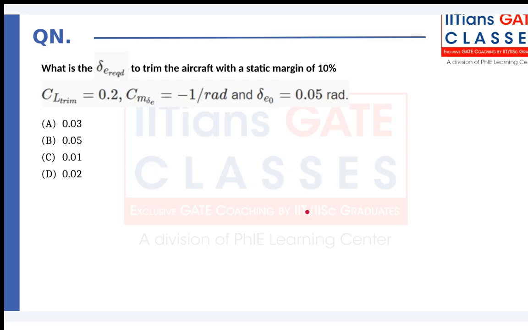All right, I'll just write it for completion's sake. Delta E required is minus delta E naught, because we've given the value directly, plus static margin by Cm delta E into Cl trim. Delta E naught is 0.05. Static margin is 10%. Cm delta E is minus 1. Cl trim is 0.2. So it's 0.03. Got the right answer. Okay.